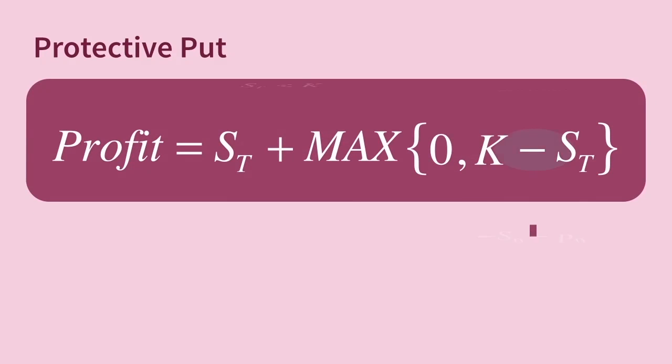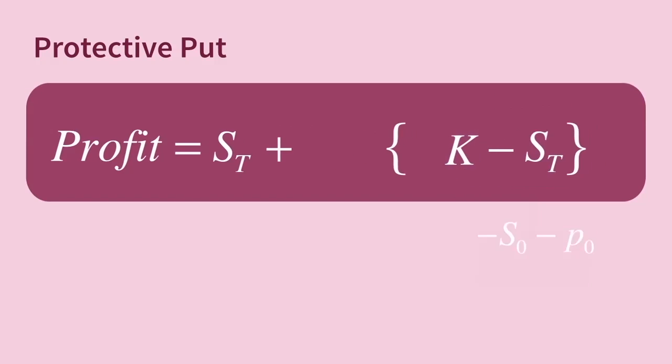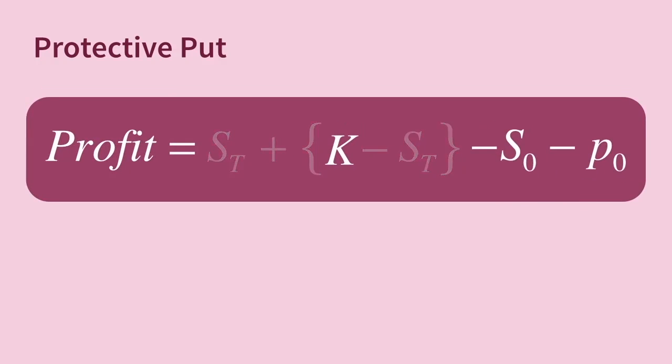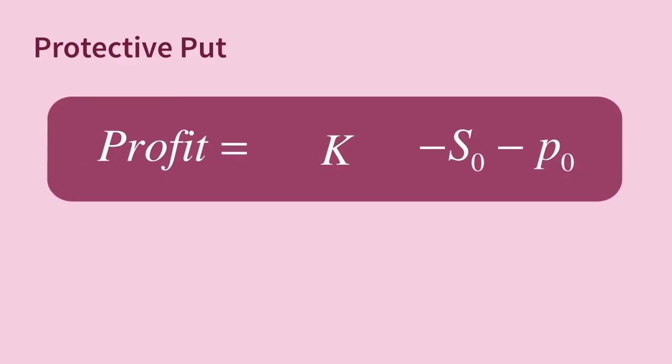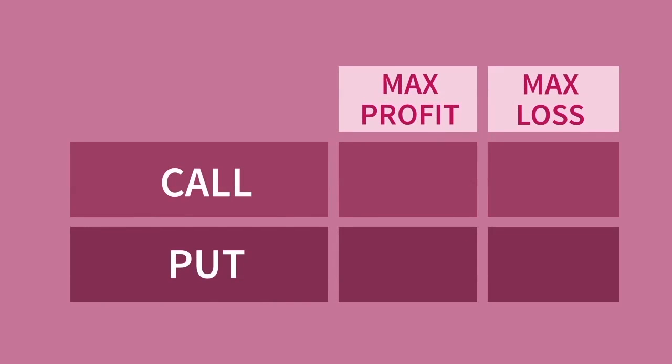If, on the other hand, we were to assume that the price will land below the strike at expiry, then we have a valuable option position, but a weakened underlying position. Working through the algebra here, we end up with a known maximum loss on a protective put strategy of K minus S0 minus P0. Here's a summary of what we have just learned, the maximum profit and loss amounts for covered call and protective put strategies.